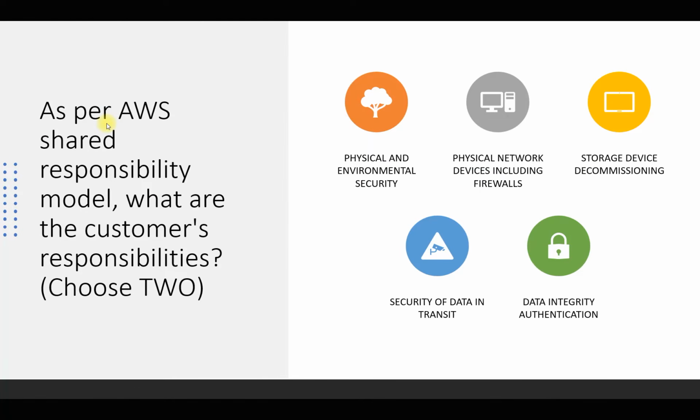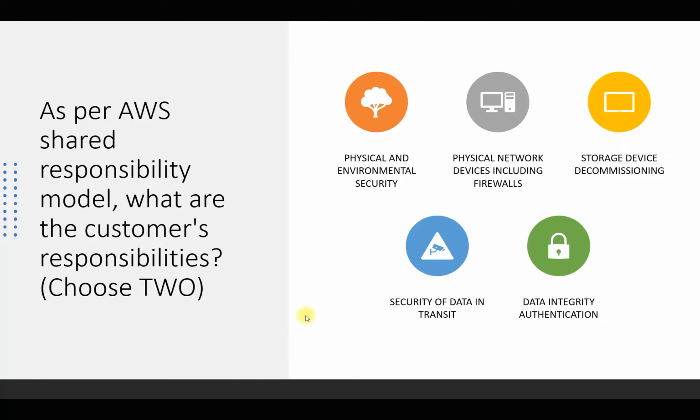So guys, let's talk about this question. In this question, they're asking, as per the AWS shared responsibility model, what are the customer's responsibilities? We need to identify two correct options out of these five options. The first option is physical and environmental security. Next is physical network devices, including firewalls, switches, and other things. The third option is storage device decommissioning. The fourth option is security of data in transit. The last option is data integrity authentication.